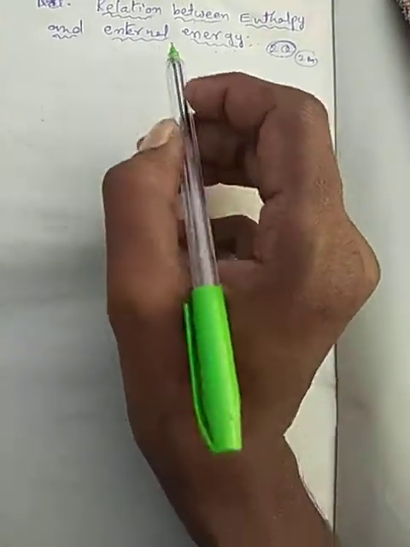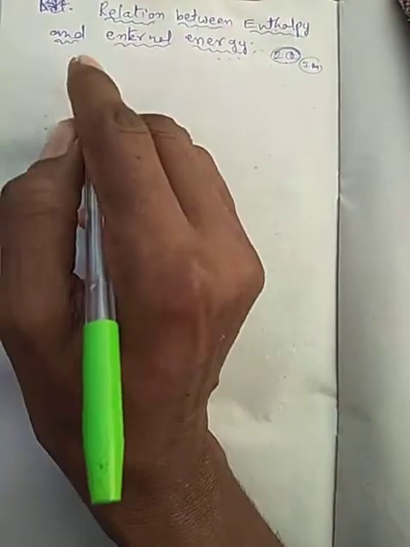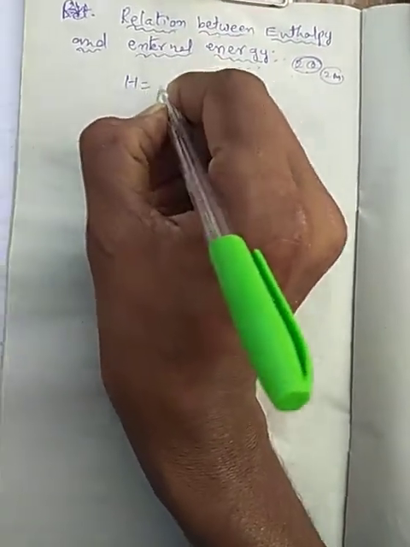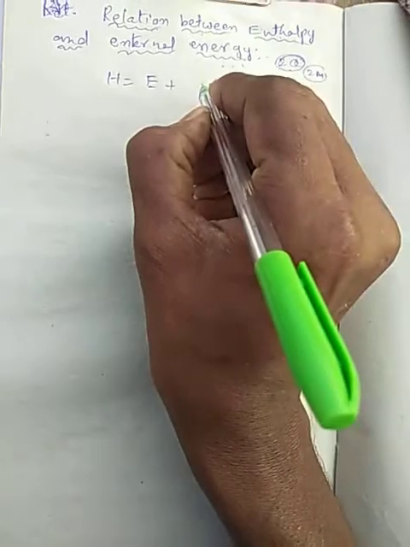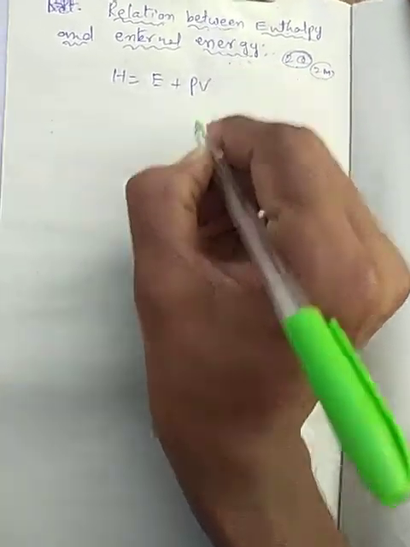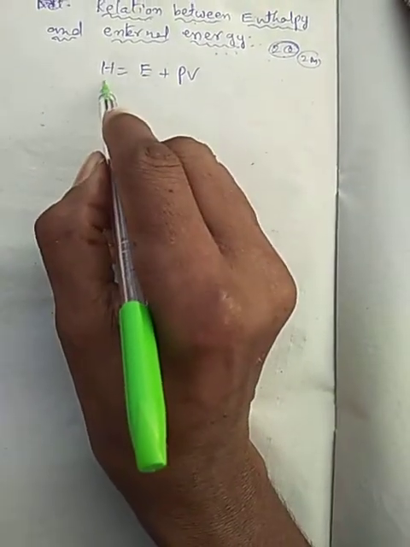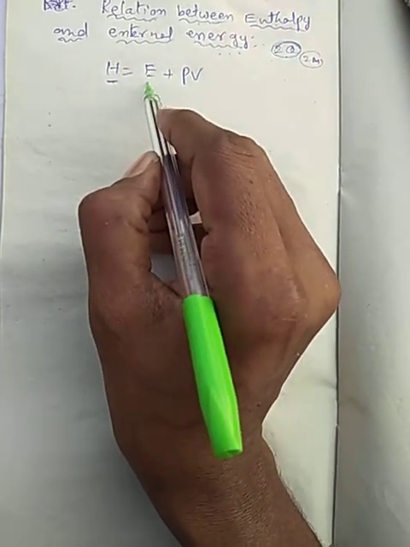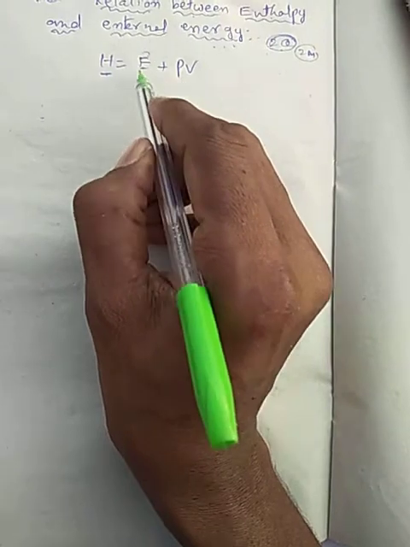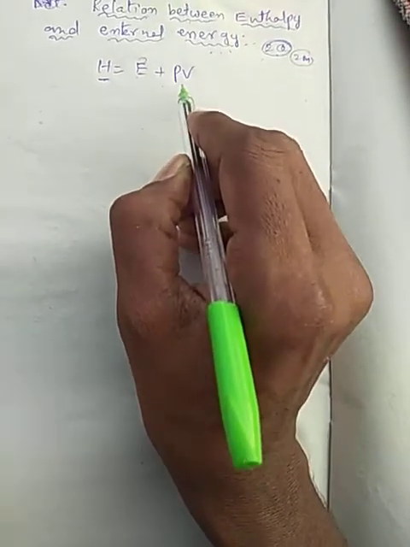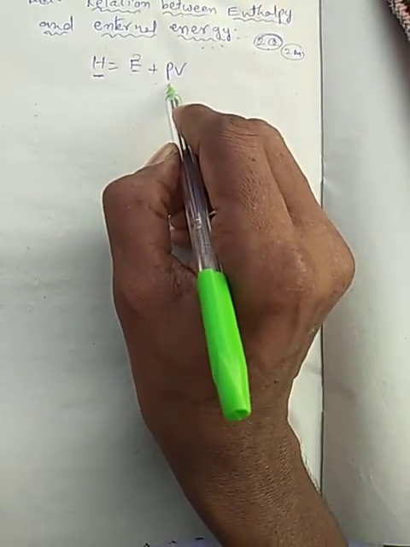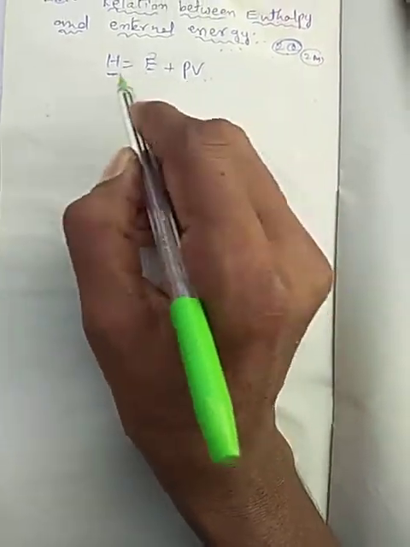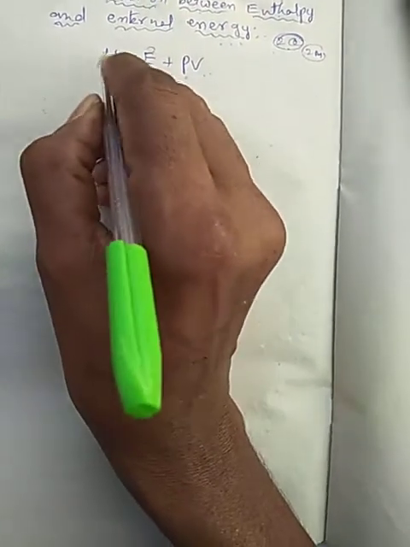Now the relation between enthalpy and internal energy. We know the formula of enthalpy: H is equal to E plus PV. According to the statement, the heat content is equal to the sum of internal energy and the product of pressure and volume. This is the equation for the enthalpy.